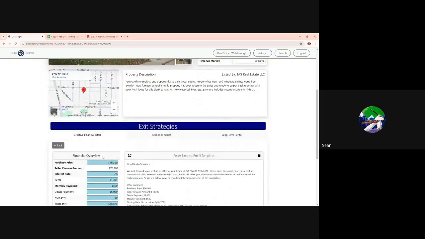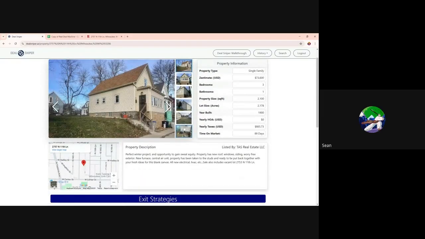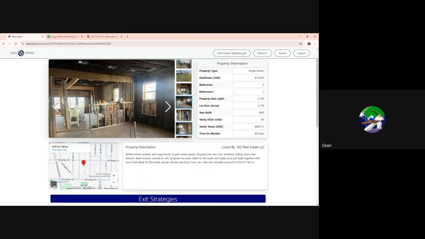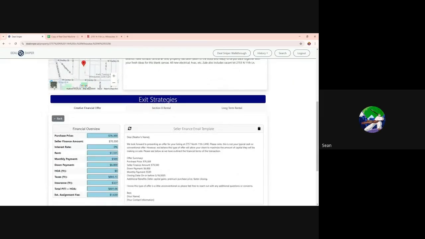So that's what I would do. If the property looks like this, or it's super jacked up or whatever, I would come back down to the original asking price and then build my offer off of that. Okay.